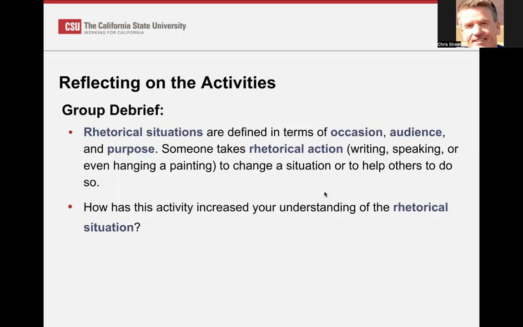So this hopefully will give kids an understanding of terms in rhetoric like occasion, audience, purpose, and someone can take rhetorical action. They can write, they can speak, or even hang a painting to change a situation or to help others to do so. And so we would talk with students about how this activity increased their understanding of what rhetorical situation is all about.